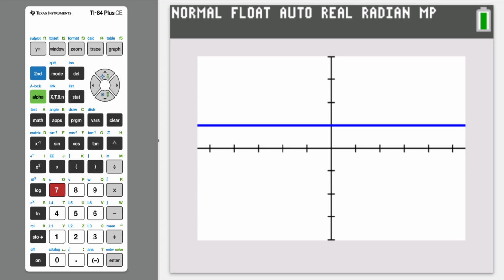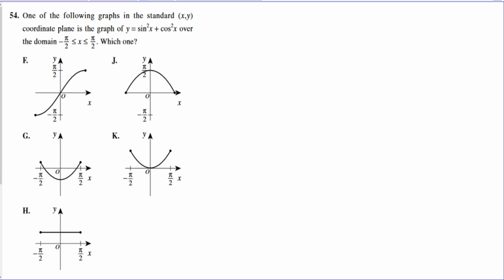So let's go back to our problem real quick and just take a look at the answer choices. If you notice, choice letter H is the only one that is a horizontal line that looks like it's up at 1. That's actually your answer.